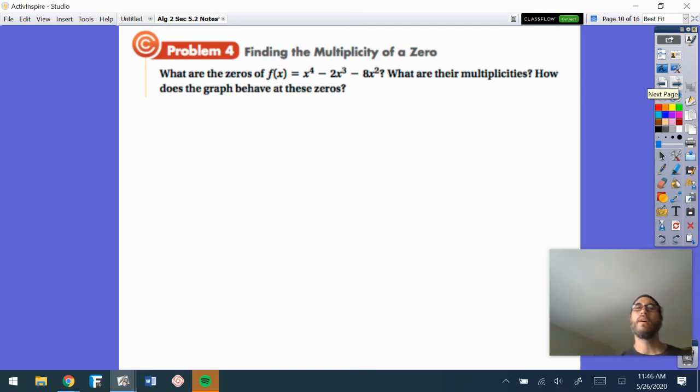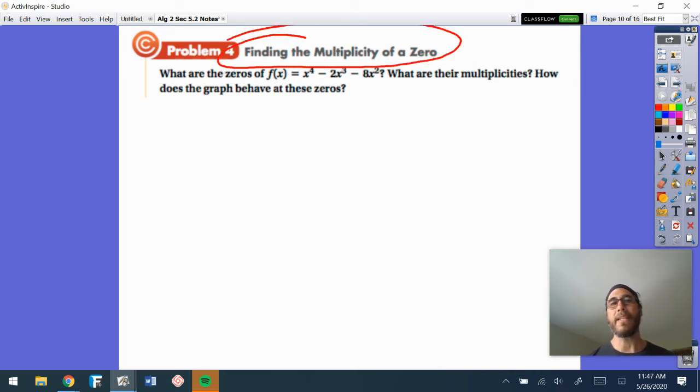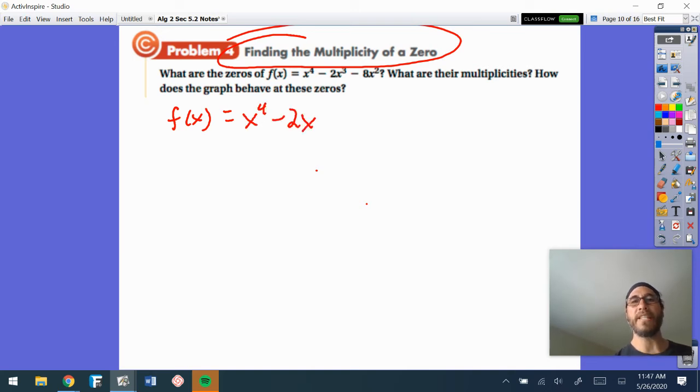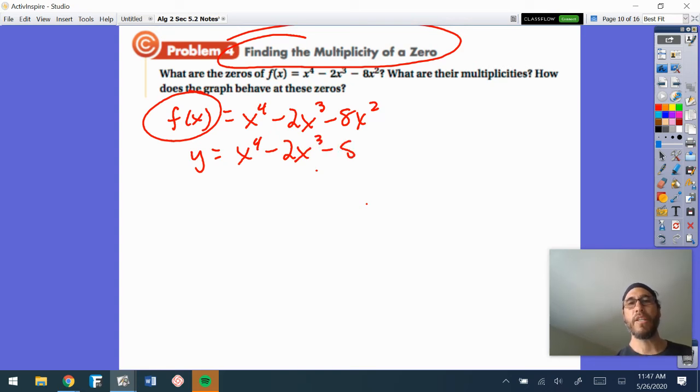Problem 4, finding the multiplicity of a 0. Okay, what the heck does that mean? What are their multiplicities? How does the graph behave at their zeros? Okay, so we have something here in function notation. Function notation just means they use this very fancy f of x, which is really the same thing as if it was y.